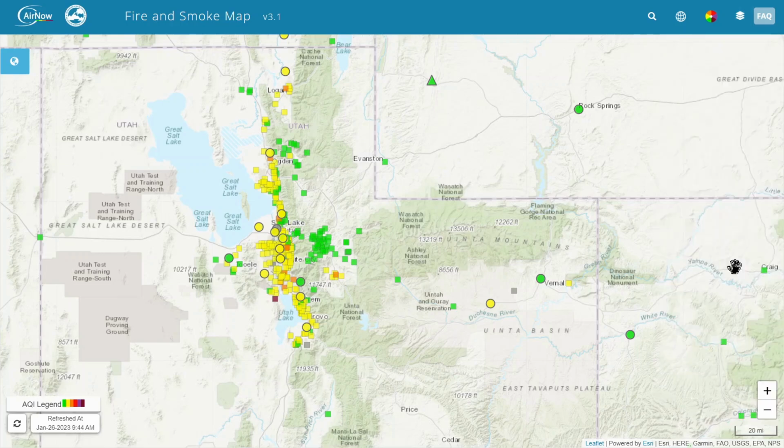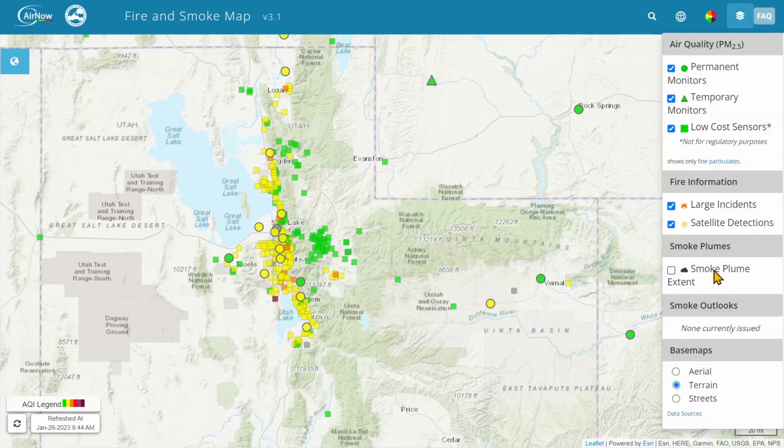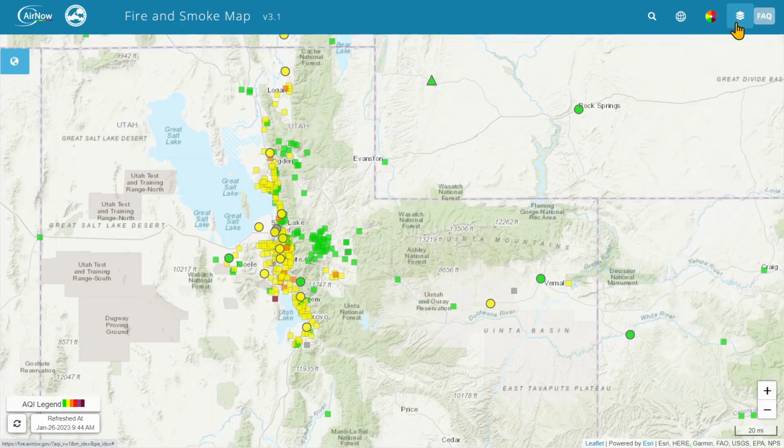So in the summertime when it's busy with wildfires, all these things can actually make it hard to even read the map. So sometimes you may wish to turn off or on certain features here.